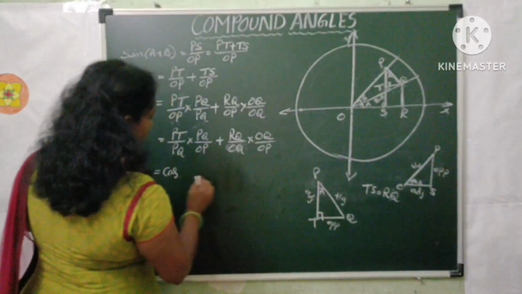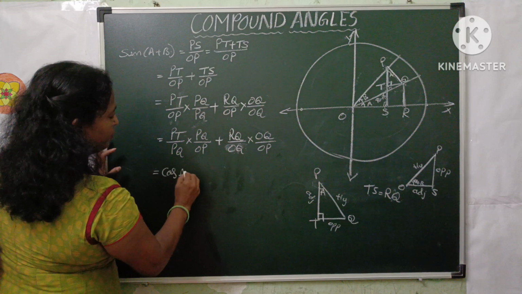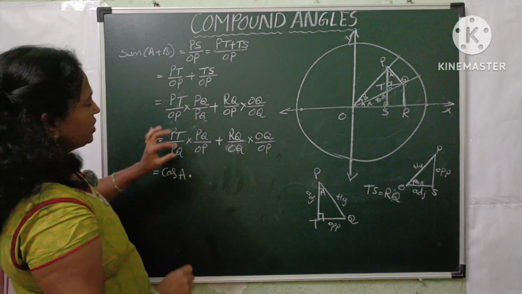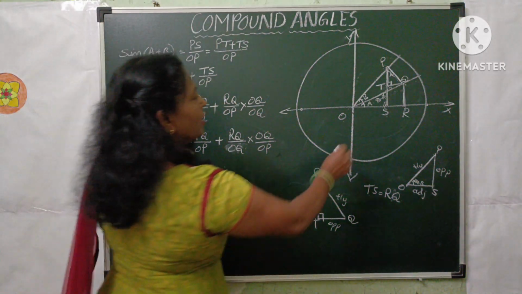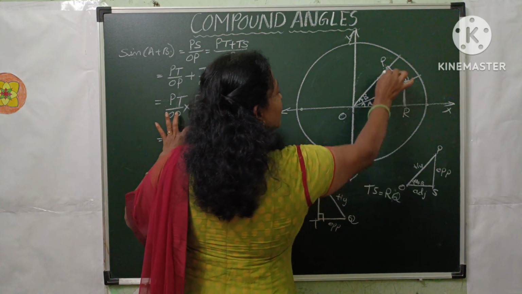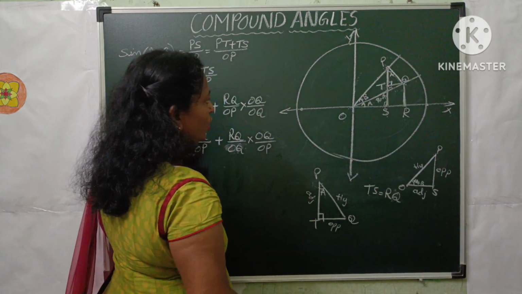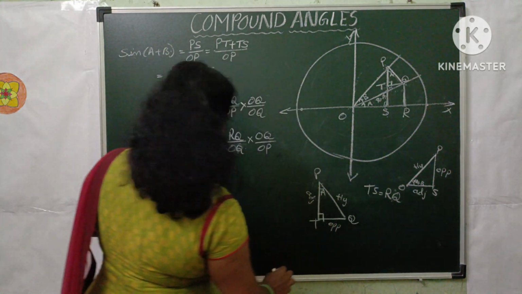Here what is the angle? A. A into next PQ by OP. This is PQ, OP. This is another triangle. See the another triangle here.